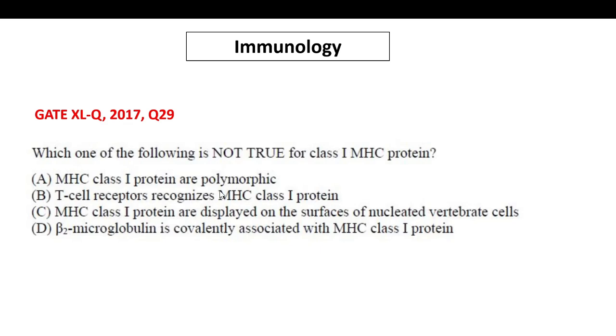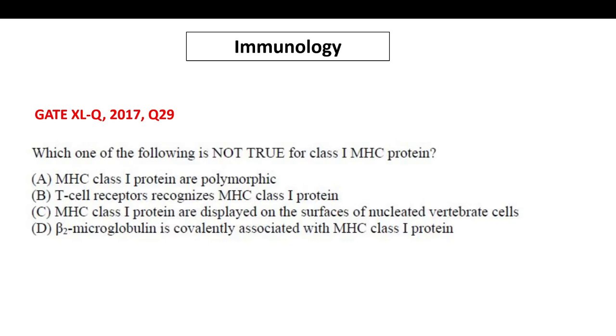MHC class 1 proteins are polymorphic. So what do we mean by polymorphism? I will discuss in detail what polymorphism is, since there is another question on MHC. Polymorphism means that these MHCs are not the same for all individuals. They are different for each individual. In a particular MHC gene locus there are various types of MHC genes which are distinct to that particular organism. So they are polymorphic in nature, and all the MHCs are polymorphic in nature.